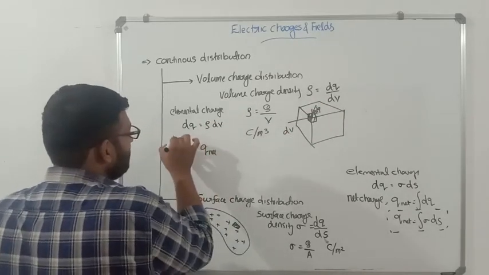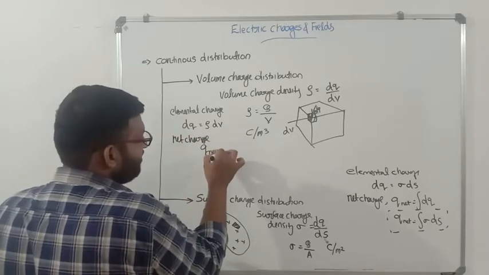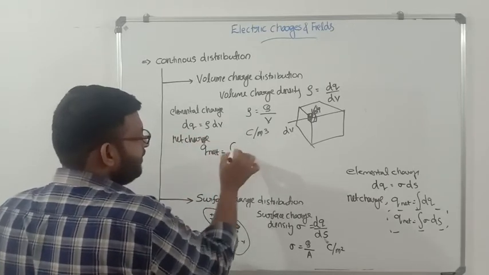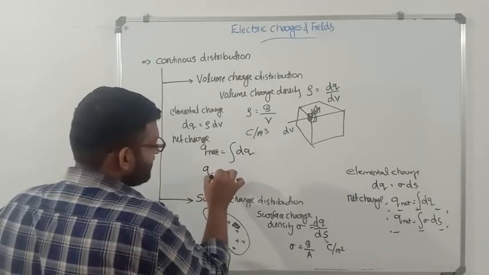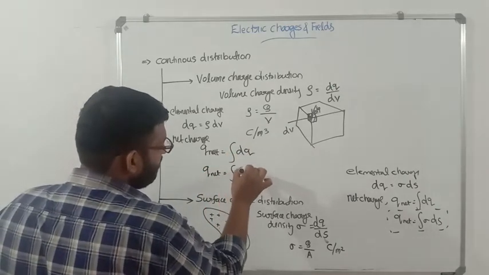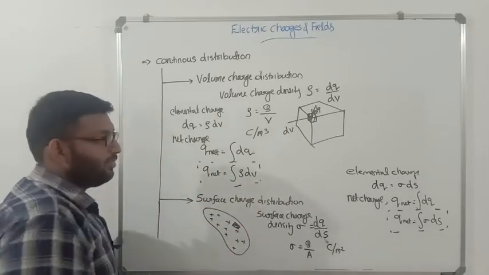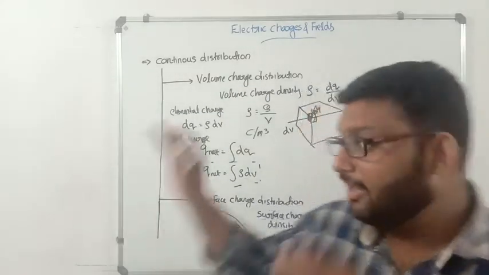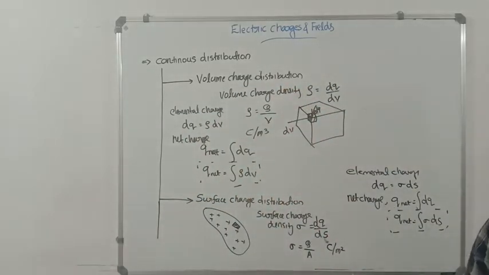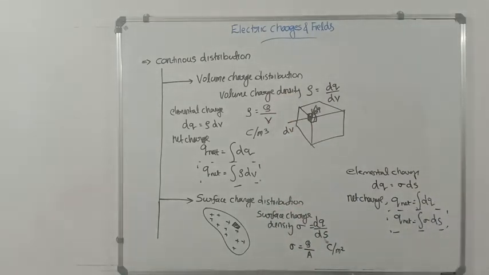Then what is the net charge? Net charge or total charge can be written as the integral of dq. That is, net charge can be represented as the integral of rho dv, and we need this relation for solving certain problems. Please guys, try to remember all these ideas and note down these three distributions.